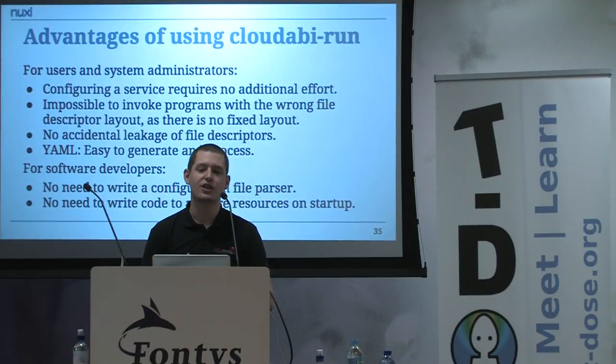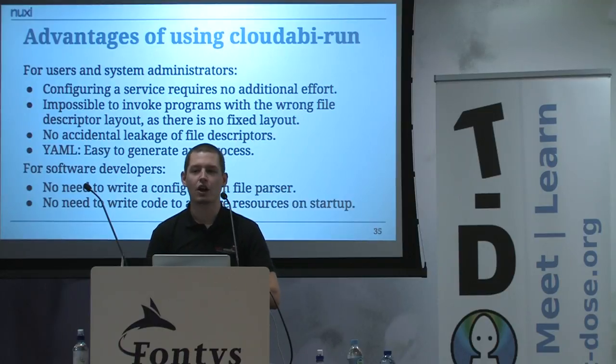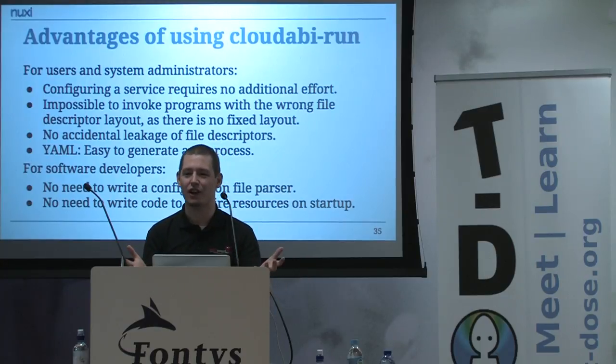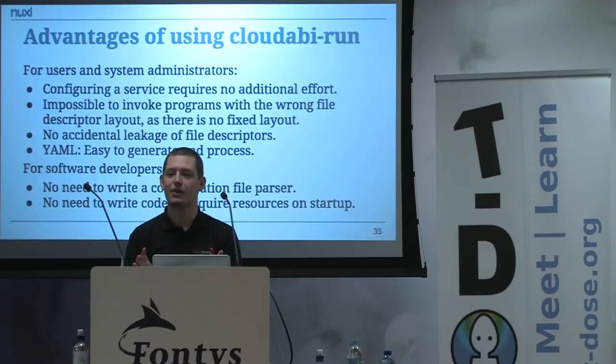Also, there is no accidental leakage of file descriptors into processes anymore. It's interesting to see, especially on systems that still use traditional init systems, that a lot of services often have file descriptors open to things that they shouldn't have. For example, on FreeBSD, I've seen that if I restart dhclient, it might still be the case that dhclient has a file descriptor open to my terminal in the background, because that's where I launched it. Such a thing is impossible with CloudABI run, because CloudABI run guarantees that everything that's not referenced from the YAML configuration is closed.